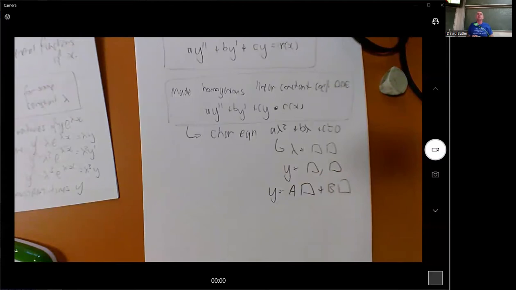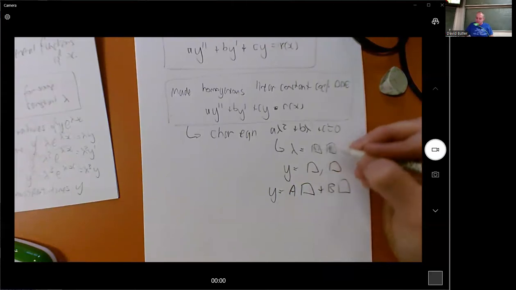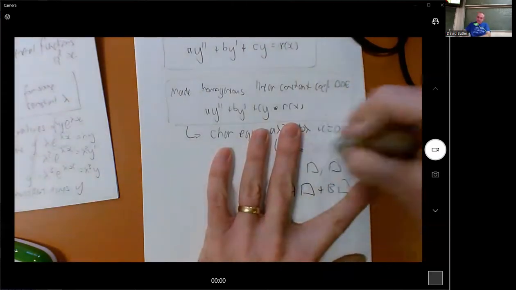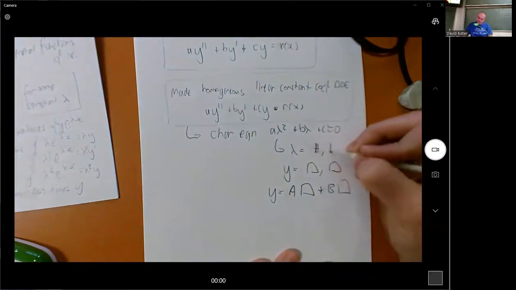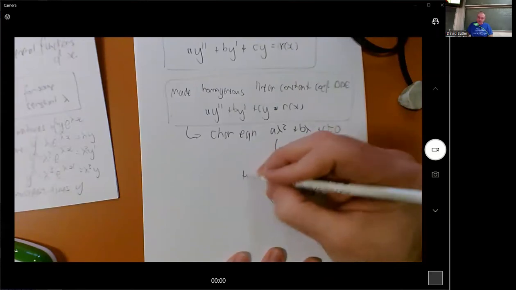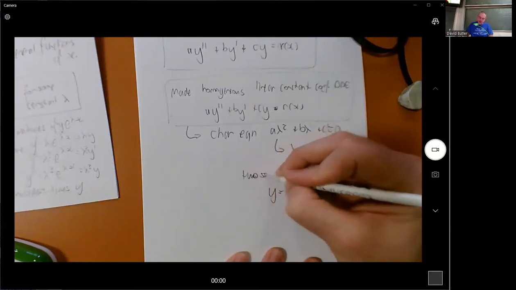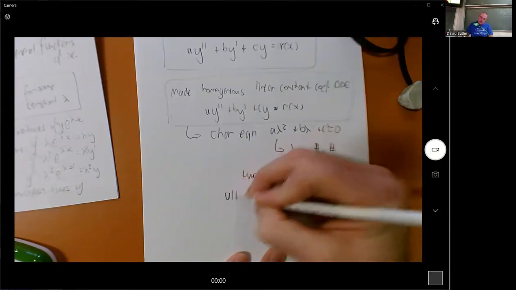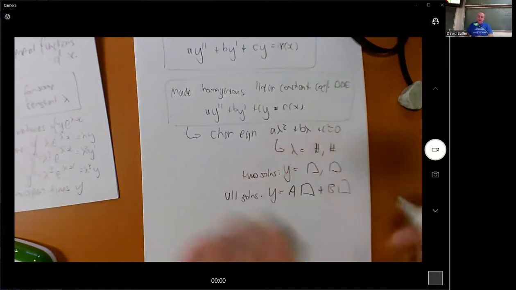Something like that. These two are the same as those two. These two are numbers. And depending on what numbers are here, it made you a different choice for these. So that's two solutions, all solutions. Okay.